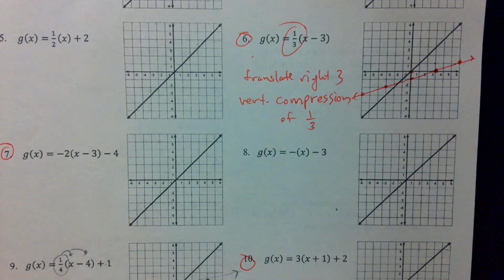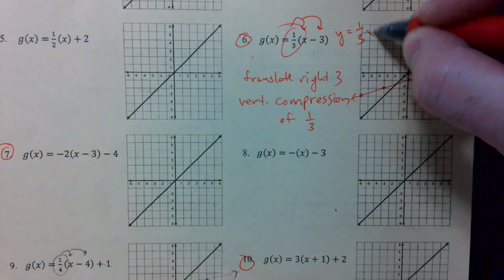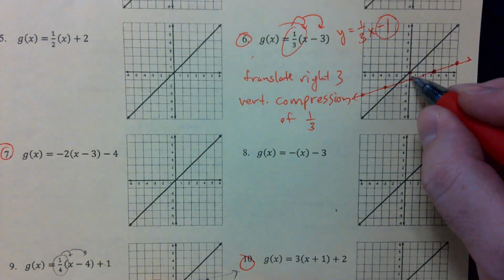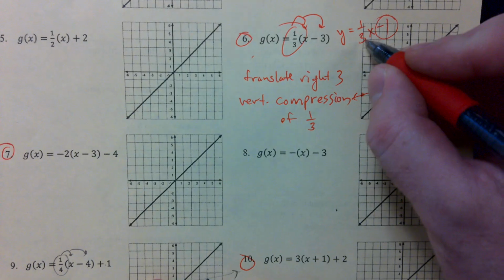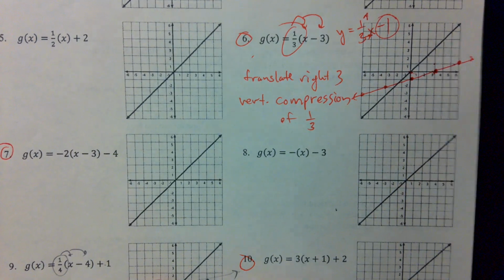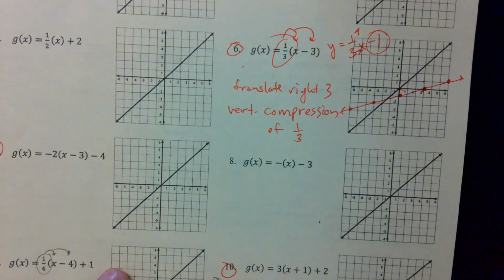Okay? The other way I could have done this is distribute 1/3. I get y equals 1/3 x minus 1. I make my y-intercept at -1 right there, and then rise up 1, right 3, up 1, right 3. Same exact thing. We get the same exact line. Depends on which way you like to do it.